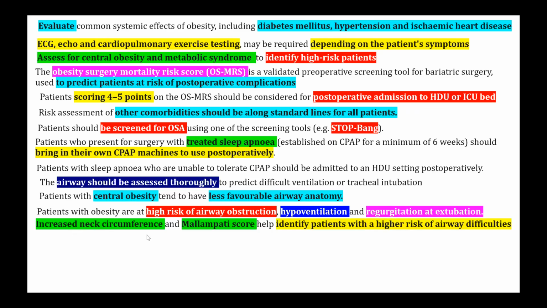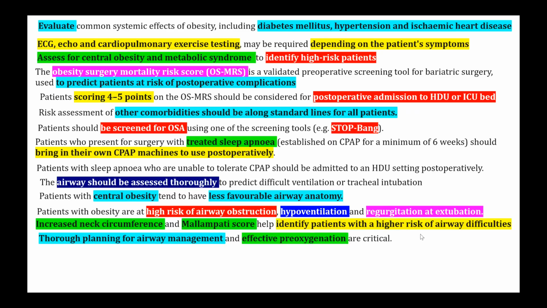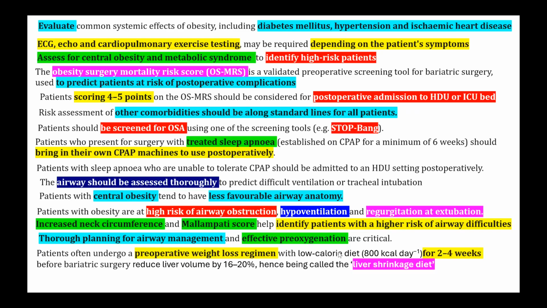Increased neck circumference and Mallampati score help in identifying the patients with high risk of airway difficulties more than the BMI. Some patients with a BMI of 40 may have a very normal airway, whereas patients who have a BMI of 30 may have difficulty because of the increase in neck circumference and a Mallampati score of 3 or 2. So thorough planning of airway management and effective pre-oxygenation are very, very important.